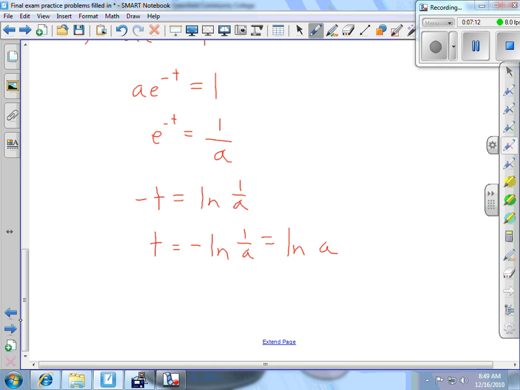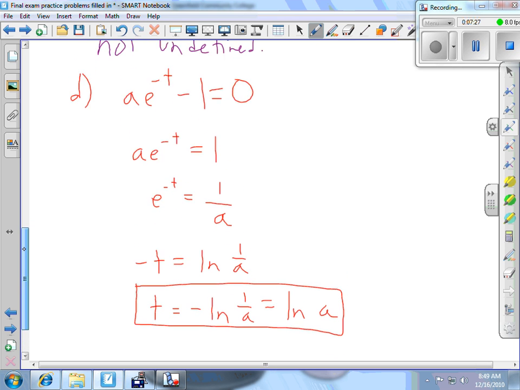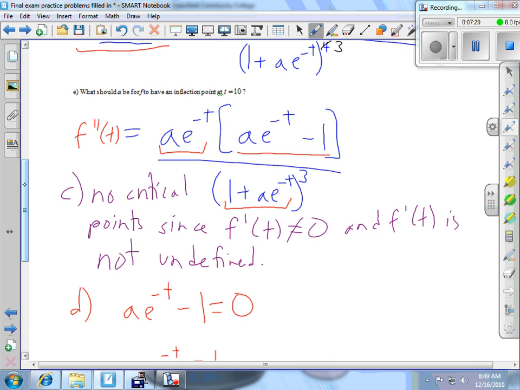So it says here, inflection points. The only inflection point occurs right there when t is equal to ln of a. I guess technically we should have to show that it is an inflection point, meaning that the second derivative actually changes sign on either side of ln of a. I guess I'll leave that to you. It's not very nice to have to try to do that, but anyway, that is an inflection point.